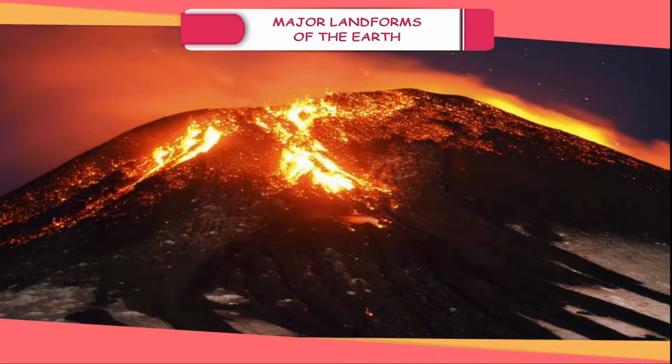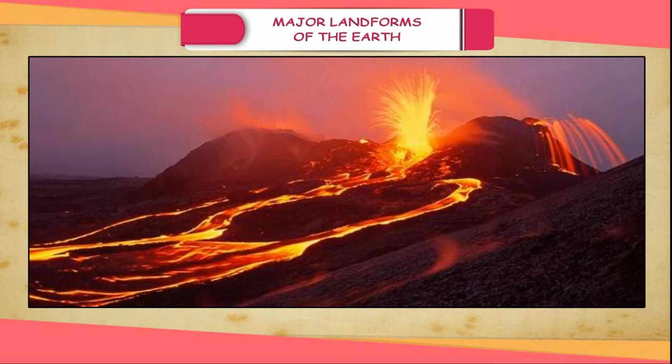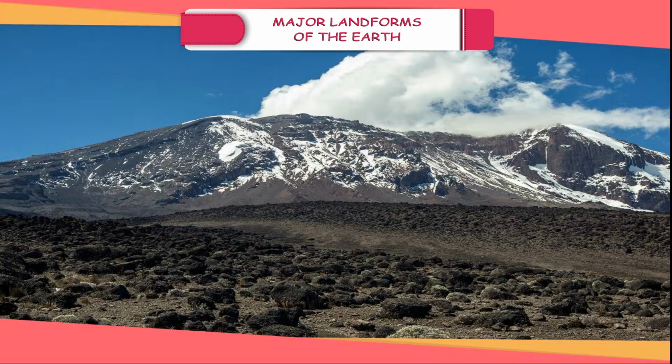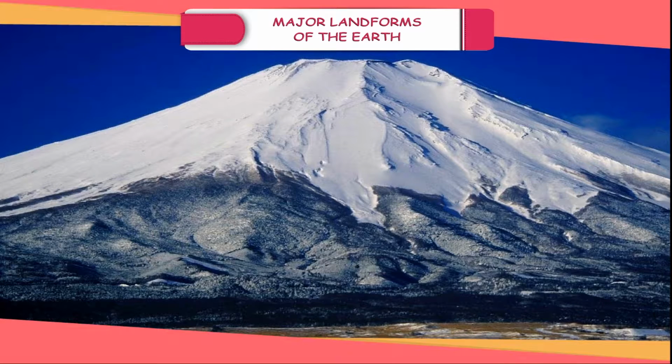Volcanic mountains. Whenever there is an eruption of volcano, the lava comes out and spreads around the volcanic pipe. With the passage of time, the lava solidifies and gives rise to volcanic mountains. Mount Kilimanjaro in Africa and Mount Fujiyama in Japan are the examples of such mountains.